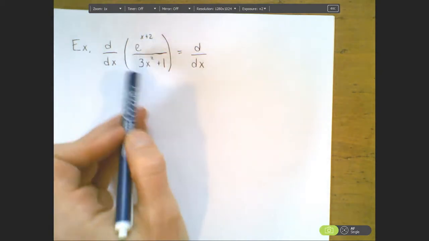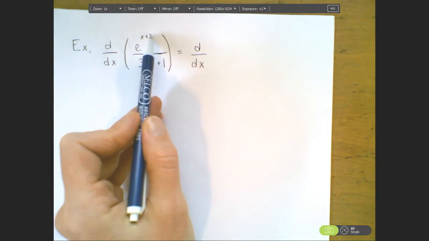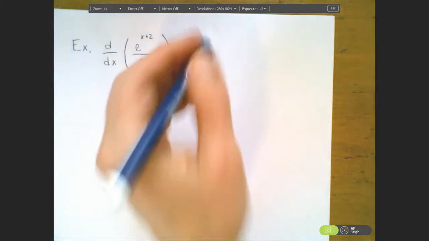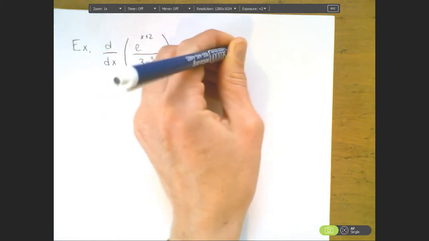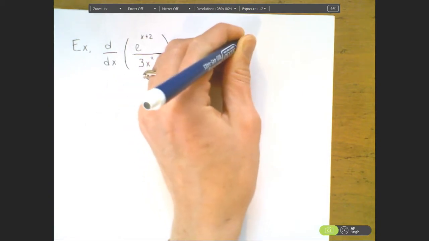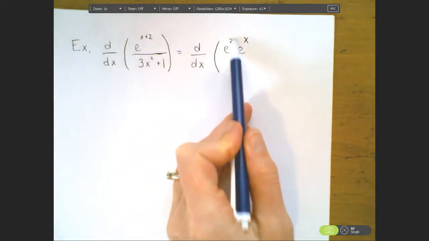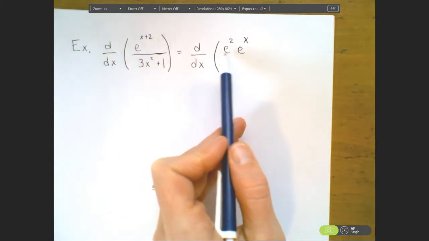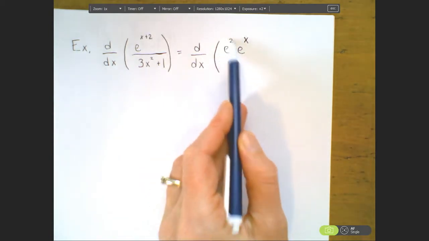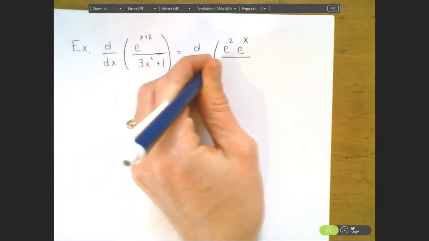How many times am I multiplying e by itself? I'm multiplying e out x times, and then I'm multiplying it 2 more times. Or in other words, that's the same thing as e times e, or e squared, times e to the x. And the reason why I rewrite this is that now I notice that the e squared is just a constant. This is a term that I can pull out front, and I don't have to worry about this term. And the e to the x term is something that I know how to take the derivative of.